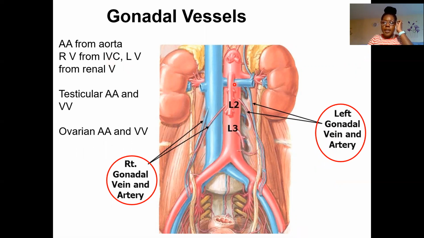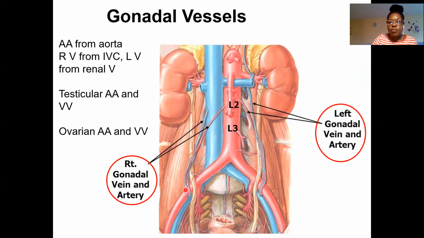So it's going to be the testicular artery or the ovarian artery that are coming immediately off of the aorta and going towards the bladder, towards the gonad, on either side. So we have the left gonadal vein and artery, and then the right gonadal vein and artery. Remember, these can be termed testicular artery or ovarian artery, depending on if we're looking at a male or female anatomy. And then the veins are going to be corresponding.